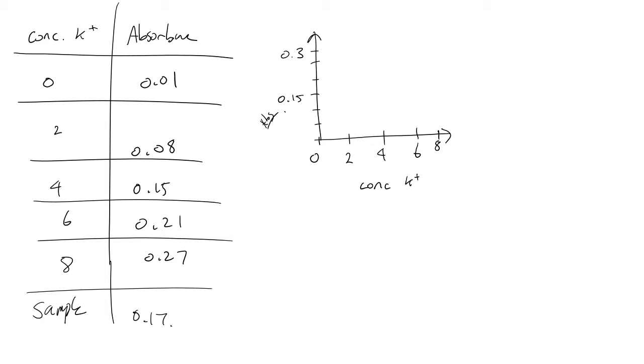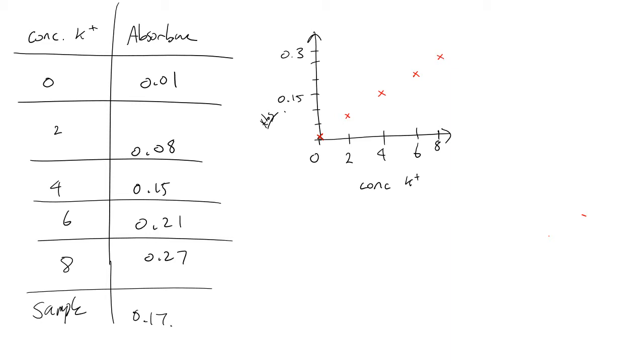Alright, so when the concentration is 0, the absorbance is 0.01, just like right there, dotted in red. When it's 2, it's 0.08, so it's approximately around there. When it's 4, it's 0.15, so it's there. When it's 6, it's 0.21, so it's around there. Okay, when it's 8, it's 0.27, so it's like right there.